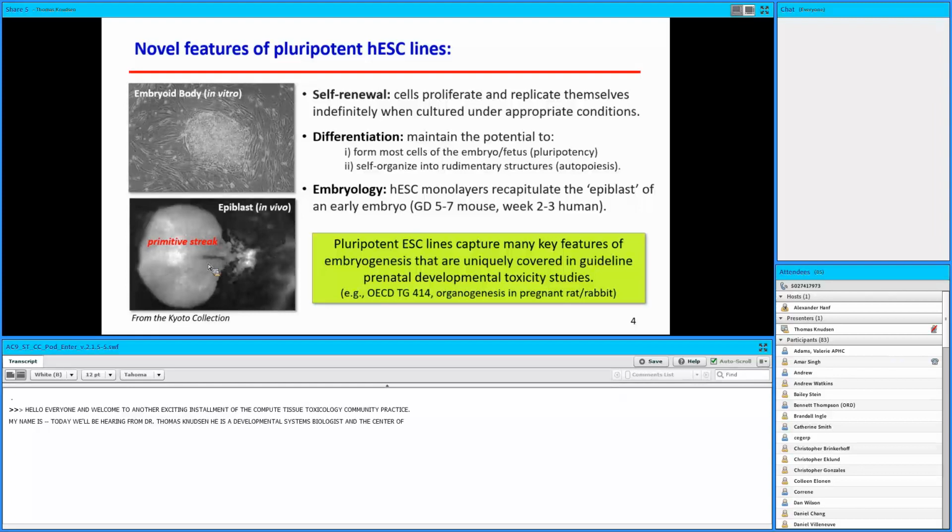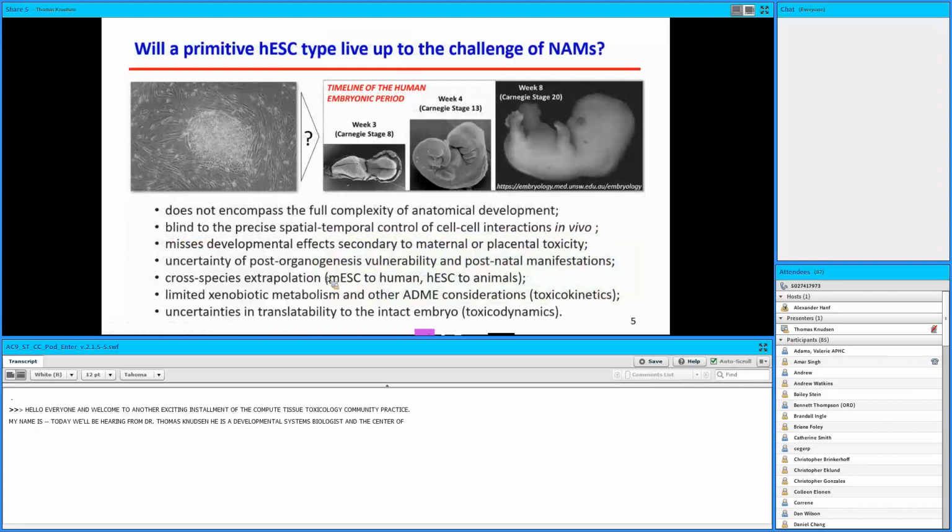So pluripotent embryonic stem cell lines capture many of the key features of embryogenesis that are uniquely covered in some of the guideline prenatal developmental toxicity animal studies, such as OECD Test Guideline 414, in which pregnant dams or does, rabbits usually, are dosed during the period of organogenesis. And so what we're asking this primitive embryonic stem cell type in culture to do is to essentially recapitulate a lot of very complex biology of development that's covered in animal studies.